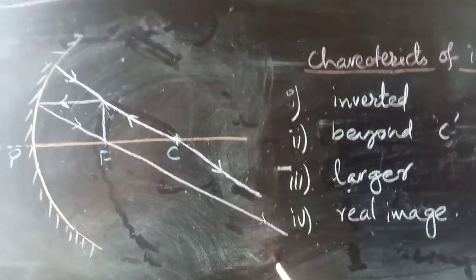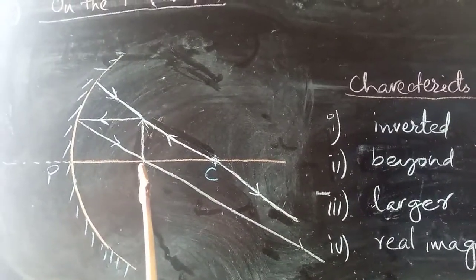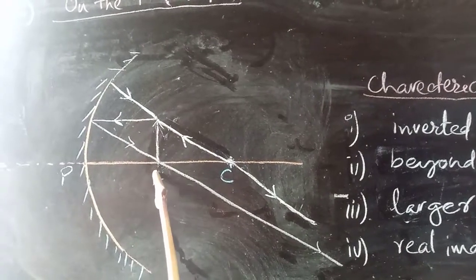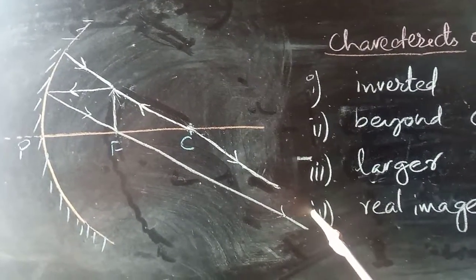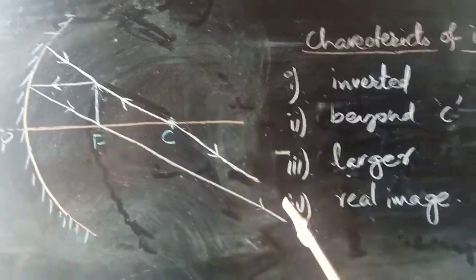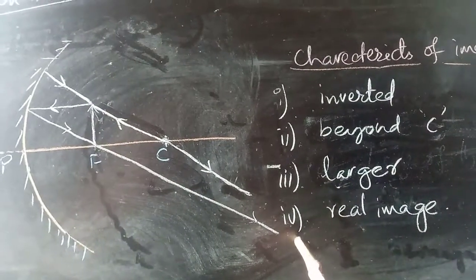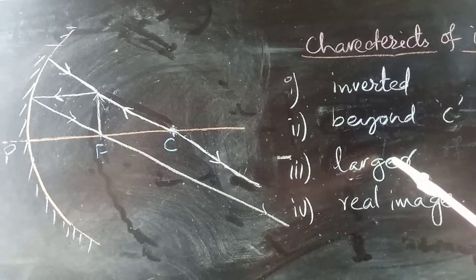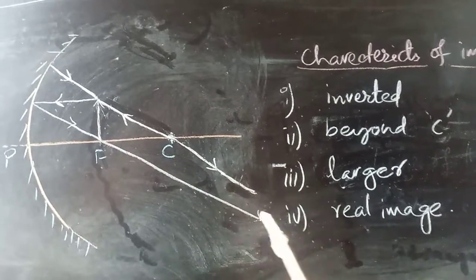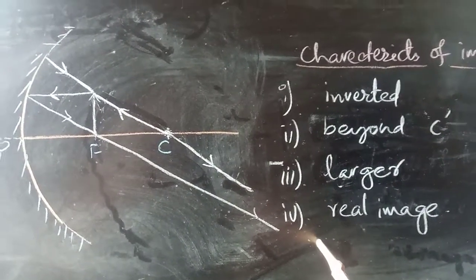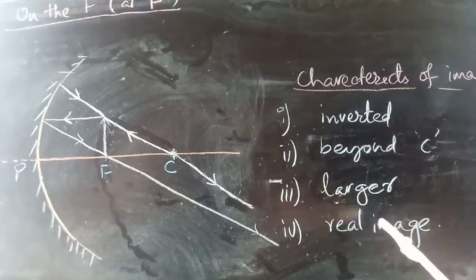Okay, so that's why we can say these are the four characteristics of the image when the object is placed at the focal point. The image is always inverted, formed beyond C, and always larger compared to the real object. You can catch the image when you place a screen where the two reflected rays meet at a point. So these are the four characteristics: inverted, beyond C, very large, and you can catch the image, so it is a real image.